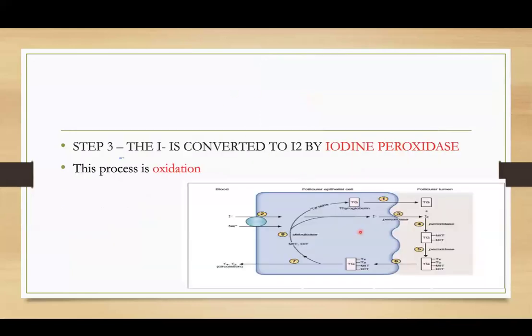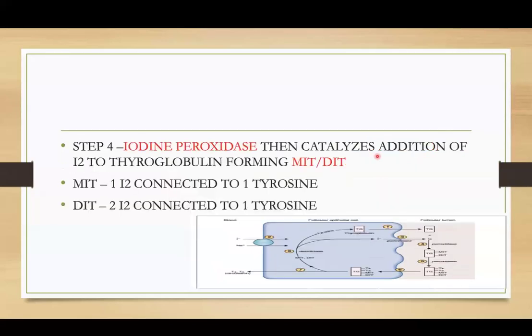Okay, the third step is the conversion of the iodide into iodine by iodine peroxidase. And this takes place in the follicular lumen. If you follow the diagram, this is going to be super simple because the iodide is brought in by the pendrin and then it becomes iodine. And the enzyme responsible for this is iodine peroxidase. And this process is called oxidation. Okay. Iodine peroxidase. Remember, it's very important. We're going to study about it in the next few slides as well.